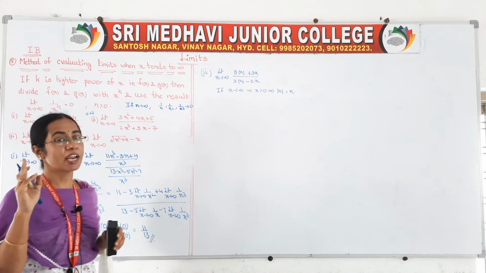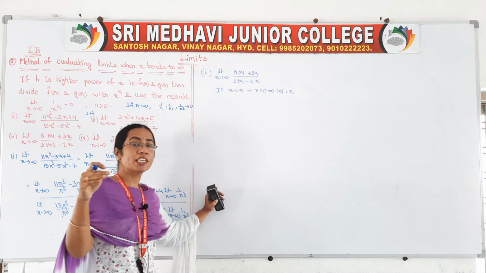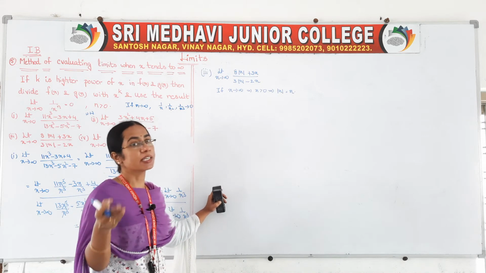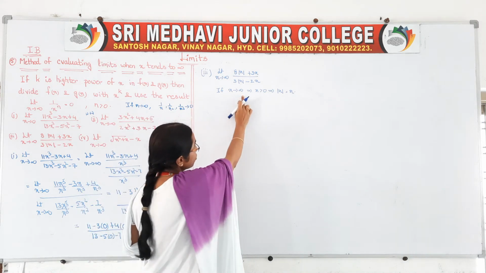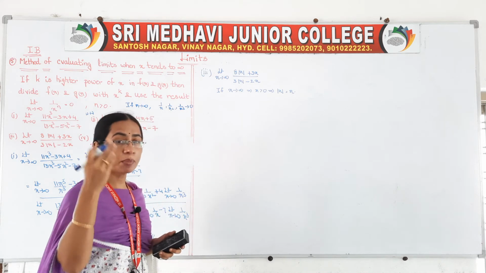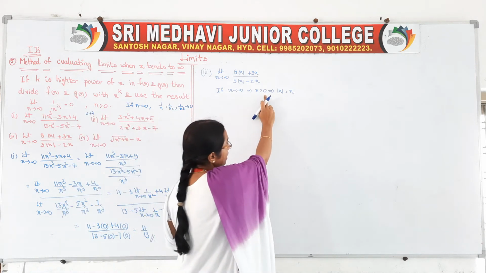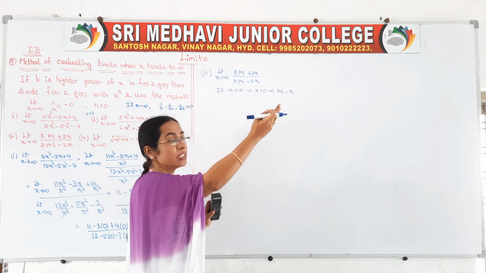For mod x we are having two values. Mod x is equal to minus x if it is less than 0. Mod x is equal to x if it is greater than 0. So here it is given that x tends to infinity. Infinity means very big value, right? So definitely it is greater than 0. So if it is greater than 0, mod x value is x.